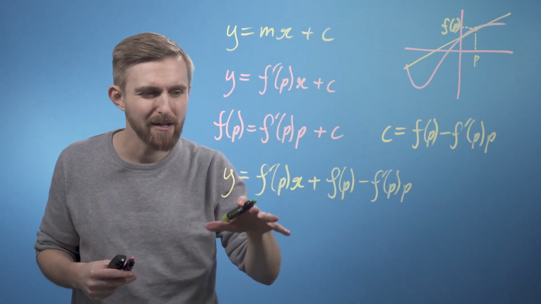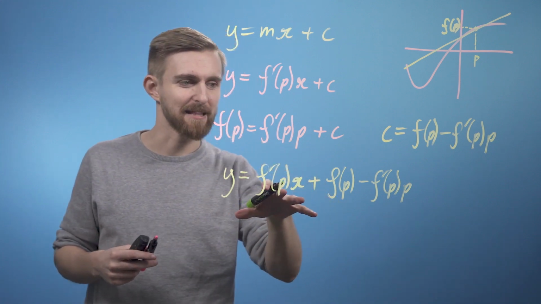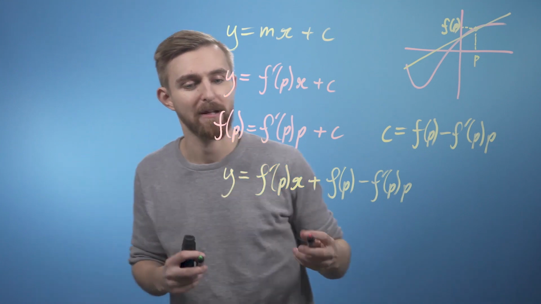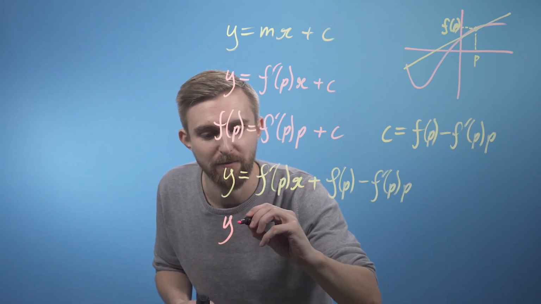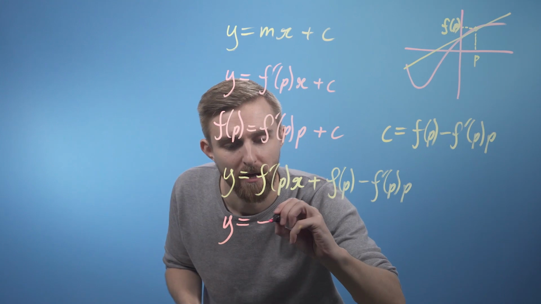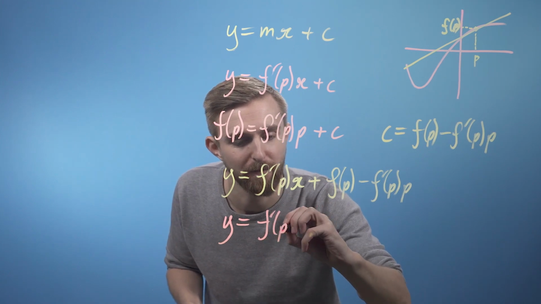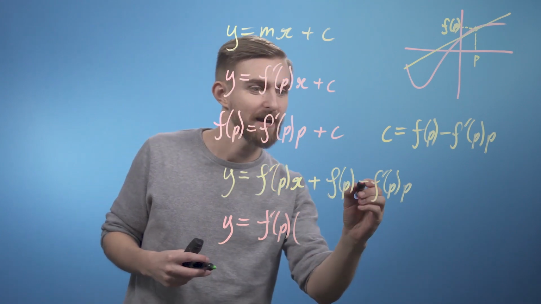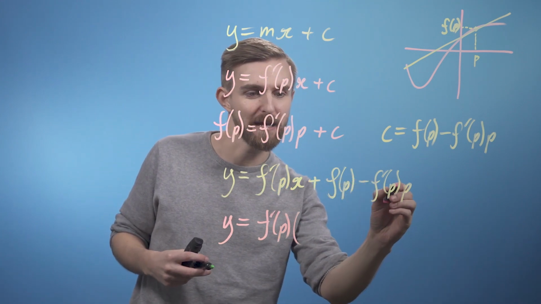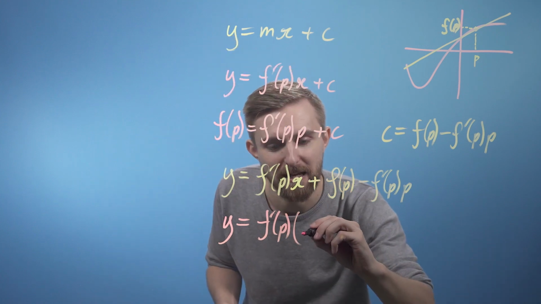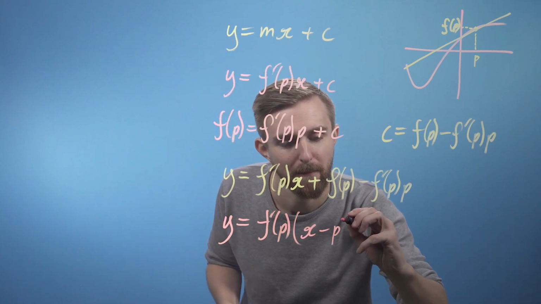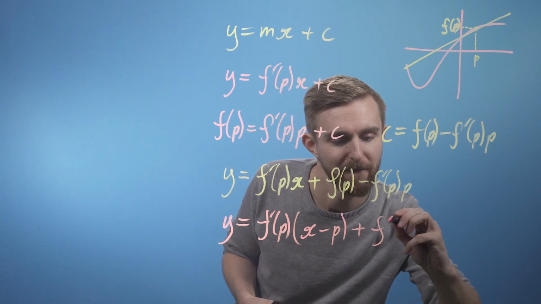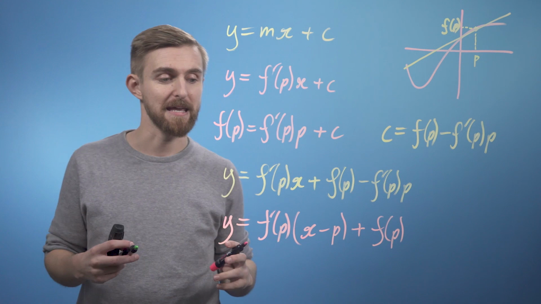Okay? Now the last thing I'm going to do is take this and factorize this f dash of p out. And that'll leave you with a nice form of this expression. y equals f dash of p multiplied by, there's an x of it here, and there's a minus 1 of it here, and minus p of it here. So we can say x minus p plus, just this term here, f of p.